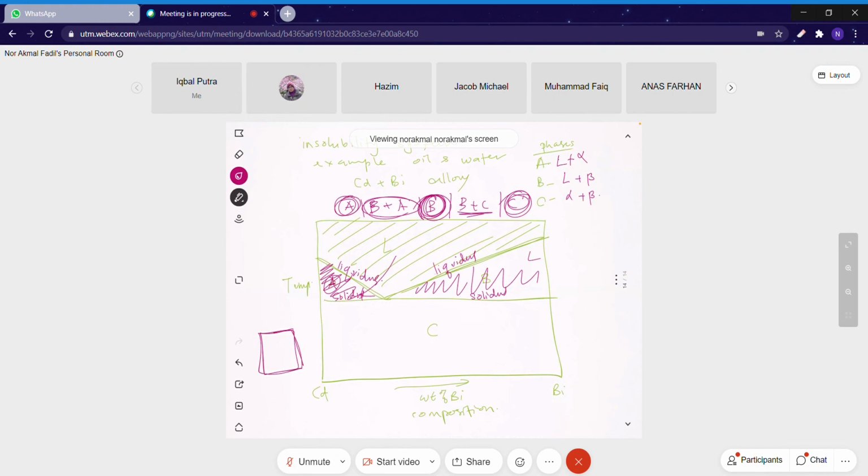Patutnya dia campur kiri ke kanan kan? So kiri dia tu apa? Kanan dia liquid. So kiri dia alpha. Mana alpha? Saya tak nampak apa alpha dalam ni. I don't see alpha in this phase diagram. So where do you want to put alpha? Liquid plus A. Liquid plus A.